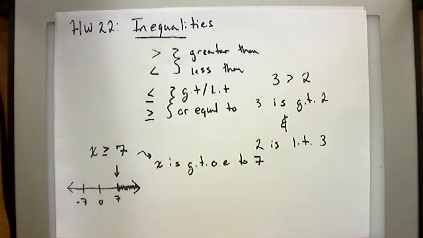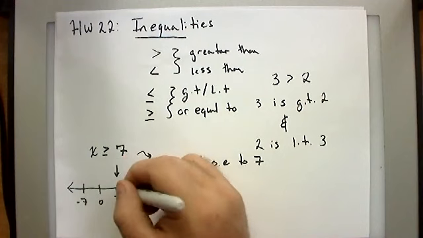Except we're missing one thing here. So take a minute, make sure you're cool with that. X is greater than or equal to 7. So we started at 7 and everything greater. The problem is it said greater than or equal to 7. We need to show that.